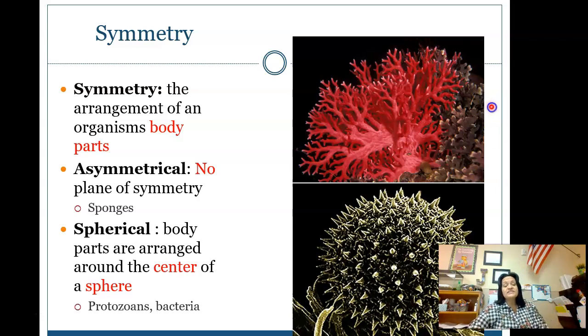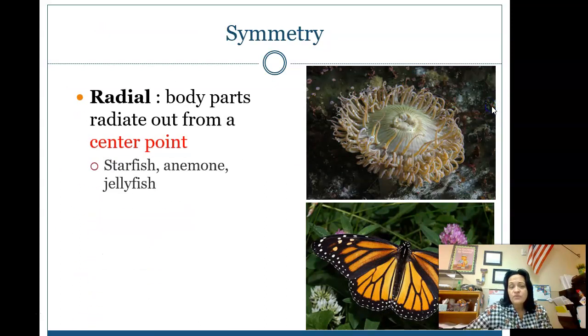An example, remember these examples. Asymmetrical would be sponges; spherical would be protozoans and bacteria. The radial would be body parts radiating from a center point. So if you see here, we have a center point, and then it all grows out, but it's like a flat sphere, right? So it radiates like this, more like a frisbee, okay? Whereas the spherical would be more like a ball. So this radial would be starfish, sea anemones, and jellyfish.